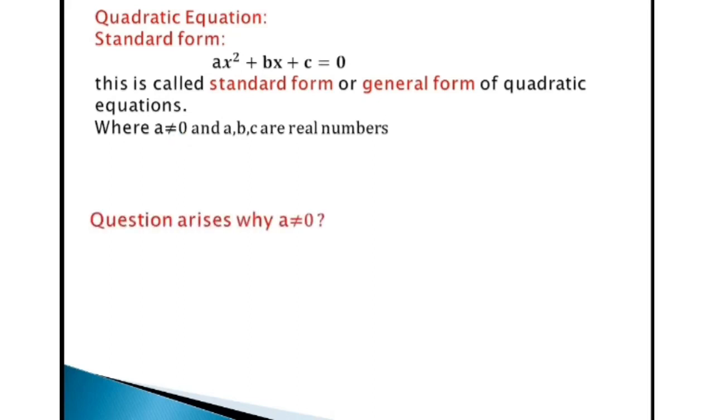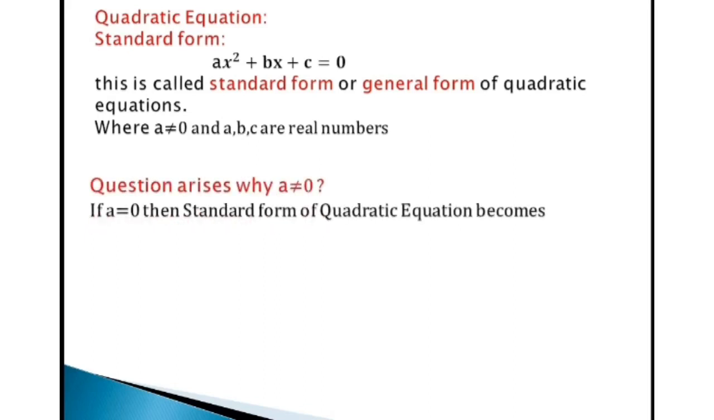So the question arises, why a is not equal to 0? If a is equal to 0, then the standard form of quadratic equation becomes 0x square plus bx plus c is equal to 0. Sorry, here you place plus c. If a is equal to 0, then in this standard form we put a is equal to 0 and we get 0x square plus bx plus c is equal to 0.